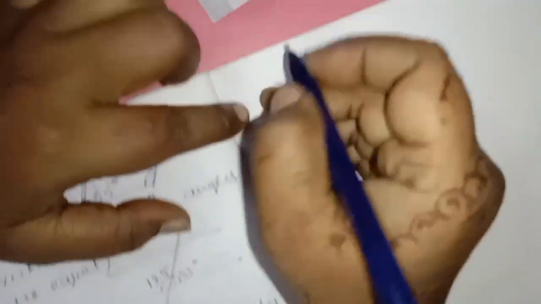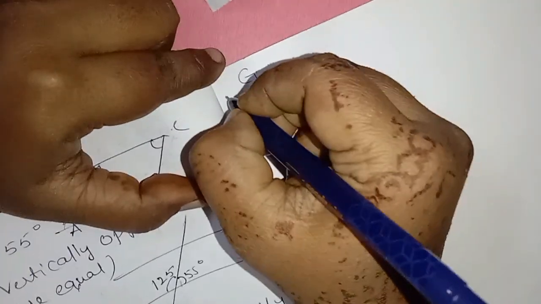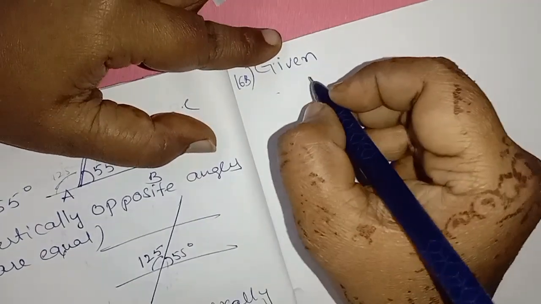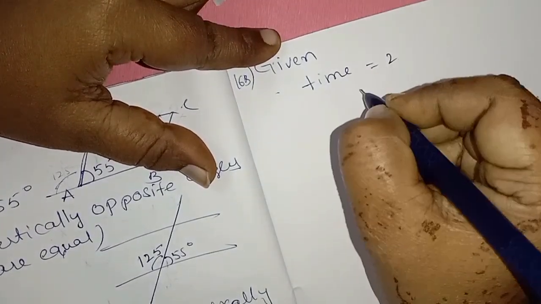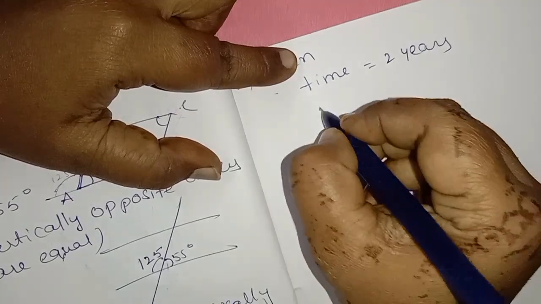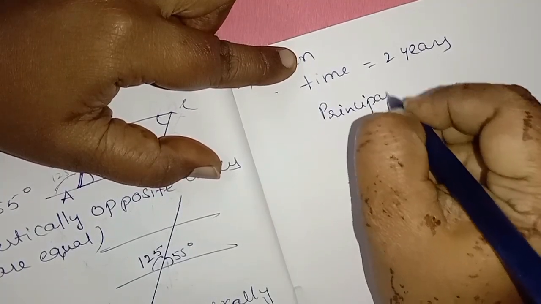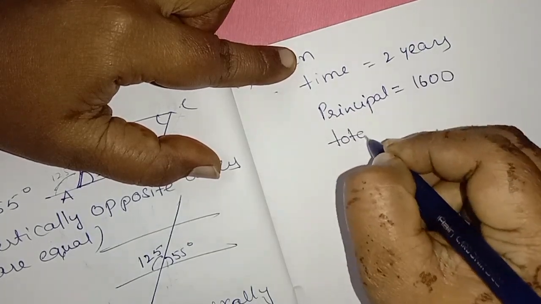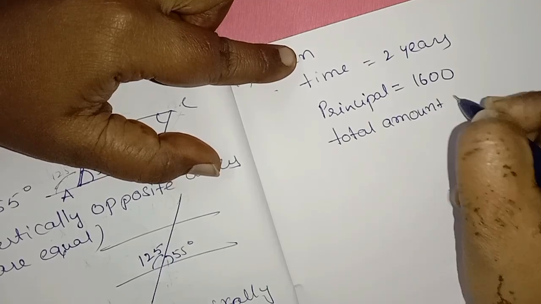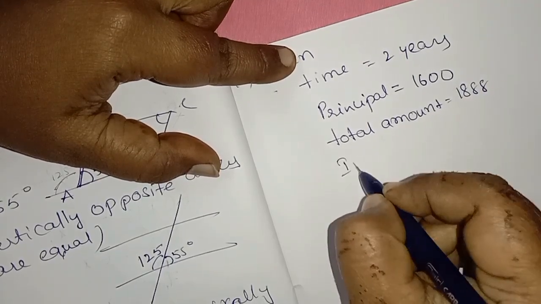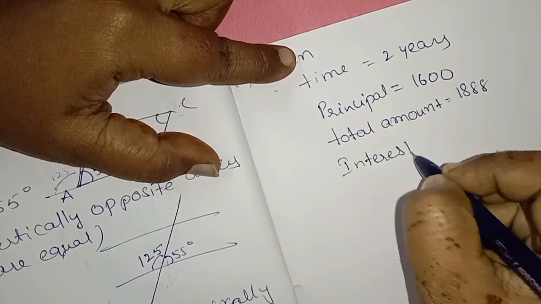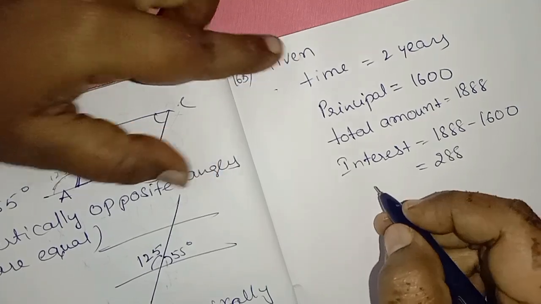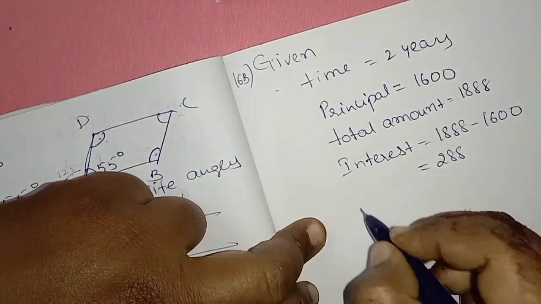Simple one. Given, what information is given? Time 2 years, principal 1600, total amount 1888. Interest we can calculate: 1888 minus 1600, 288 is interest. Next, rate of interest.